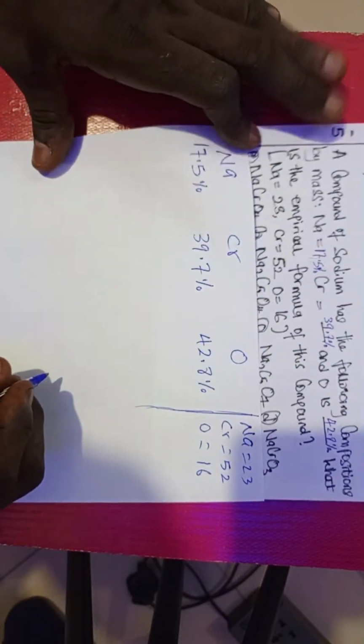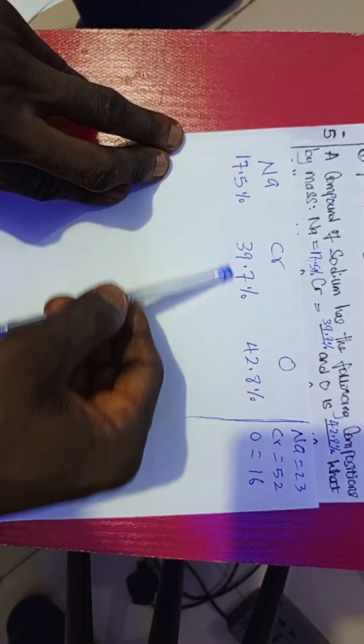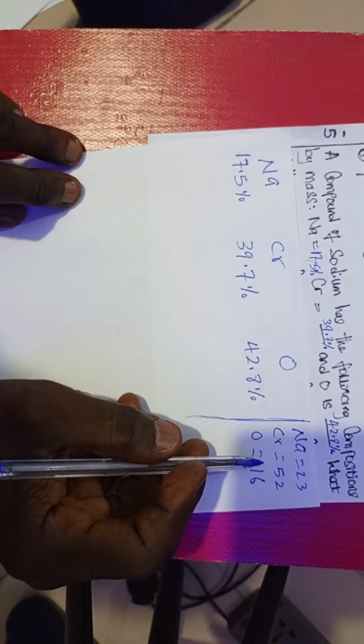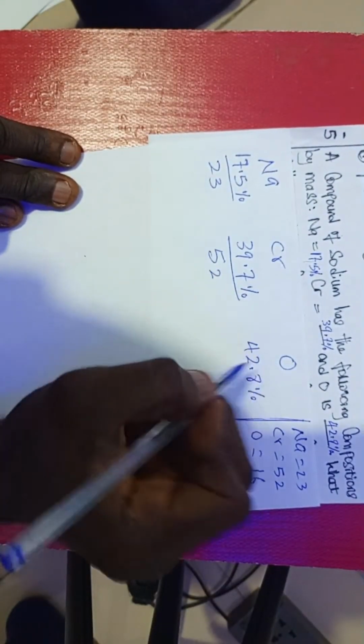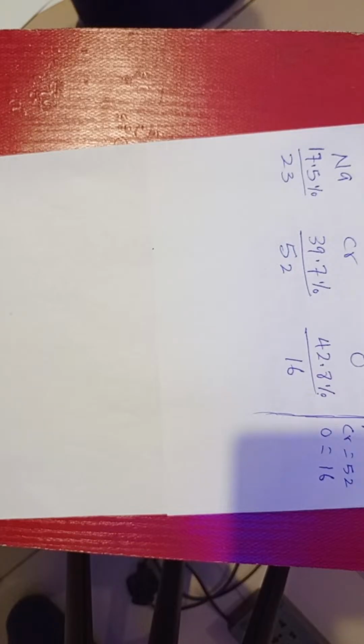Now let's solve together. So we're going to divide each of these given percentages here. Don't forget, these are percentage by mass values. So you can refer to these percentage values here as the masses. So I'm going to divide through by their atomic masses: 17.5 divided by 23, 39.7 divided by 52, and 42.8 divided by 16. Now, for sodium, let's get the number of moles. Drop it in the comments. How many moles of sodium do you have there?